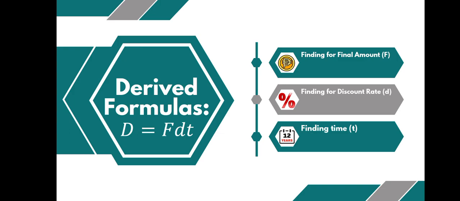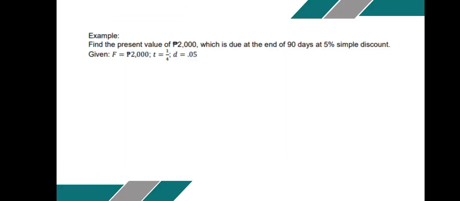So, meron din tayong mga derived formulas para doon. Kapag hinahanap natin yung final amount, so that is just D over small letter d times t. And then, for the discount rate, or yung small letter d, that's just D over F, or yung final amount, times t. And then, kapag yung time naman hanapin, t is equal to D, or yung discount, over F times d. Okay, so let's have an example.